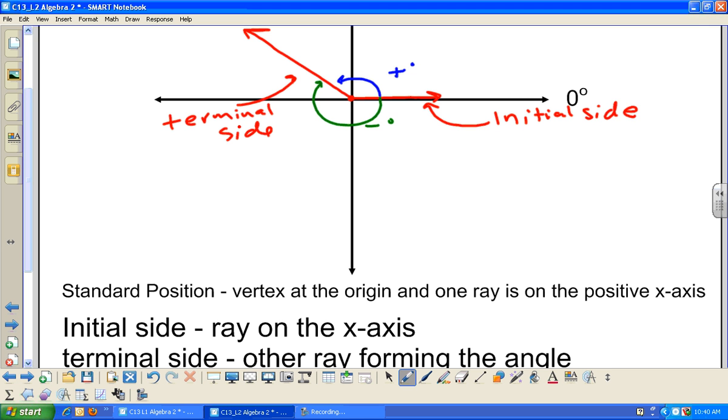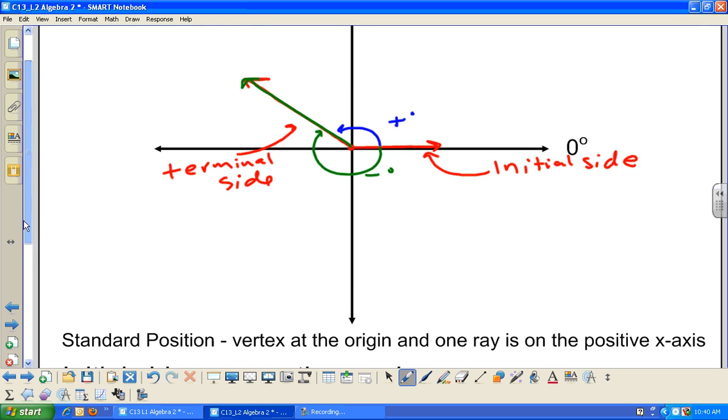The angle of rotation is the rotating terminal side. Your terminal side, right here, can be in any quadrant. As long as your initial side is on the x-axis, your terminal side can be anywhere representing this information.